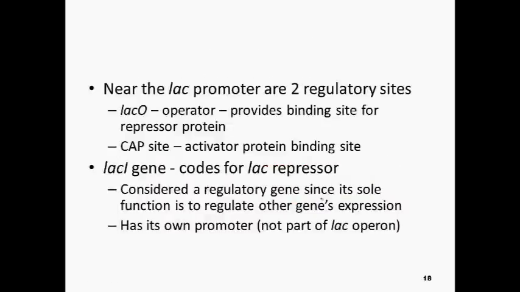Now, there are 2 regulatory sites near the promoter where RNA polymerase would bind. There's a LAC-O site, which binds the repressor protein. There's also a second site called a CAP site, which binds an activator protein. So we're going to see the lac operon can be both repressed by a repressor protein and activated by an activator protein. It's very important now. We draw the line here. So that's in the immediate region. You have a promoter, you have an operator, and then you have the lac Z, the lac Y, and the lac A genes. Right? So that's sort of one unit.